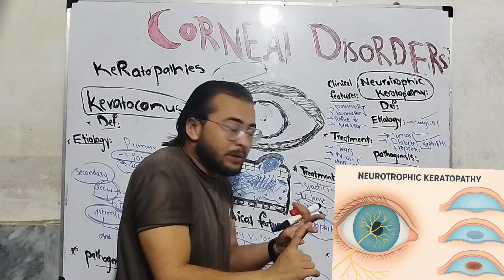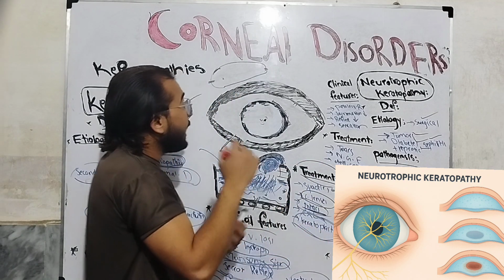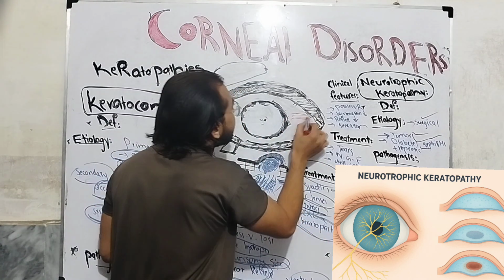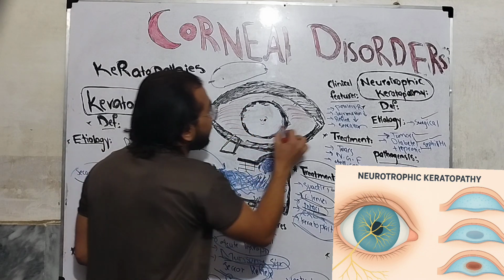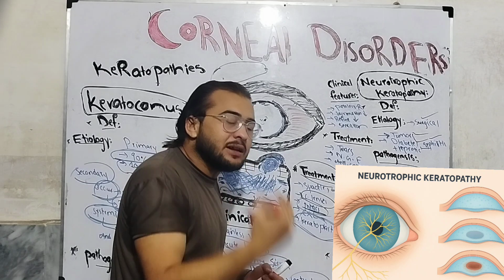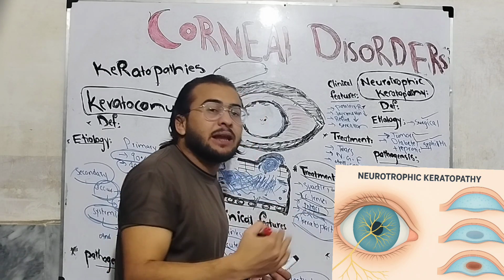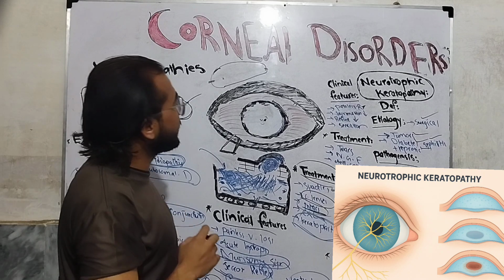The reflex tearing will be reduced. The reflex blinking will be finished or reduced, okay? And there will be a painless red eye. So a patient will present to us with painless red eye, decreased lacrimation, decreased blinking, and decreased corneal sensitivity. Okay? These are the clinical features.